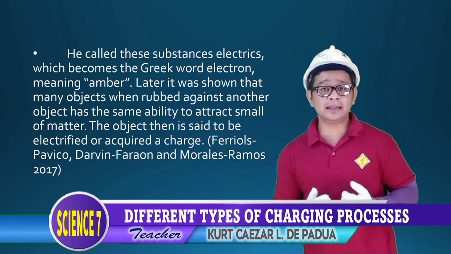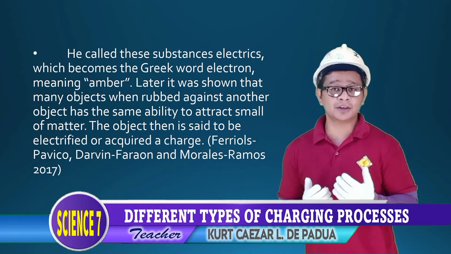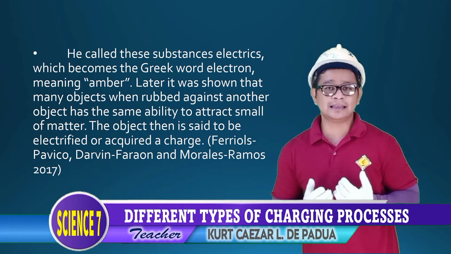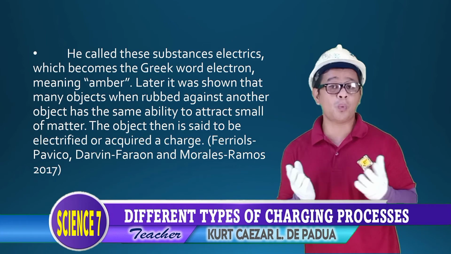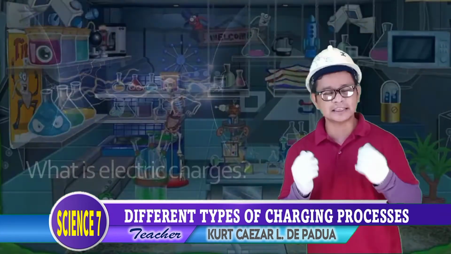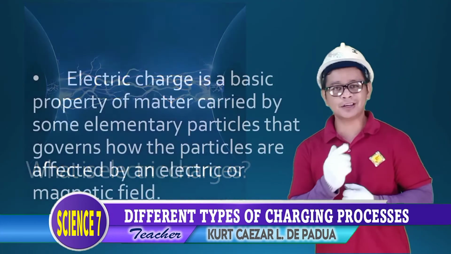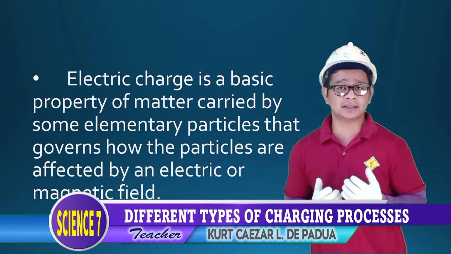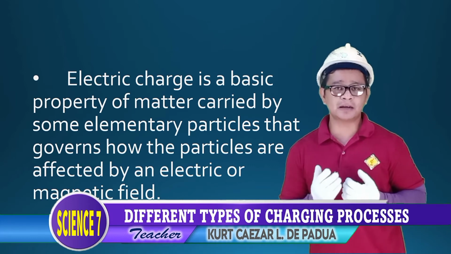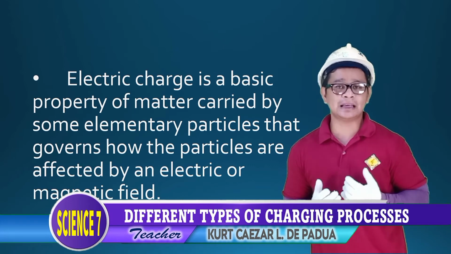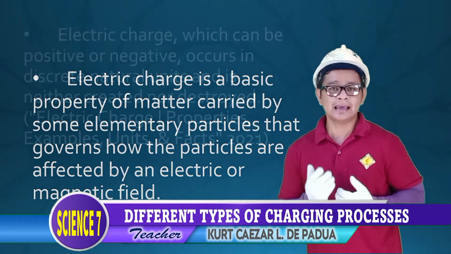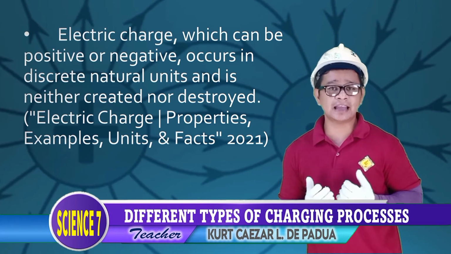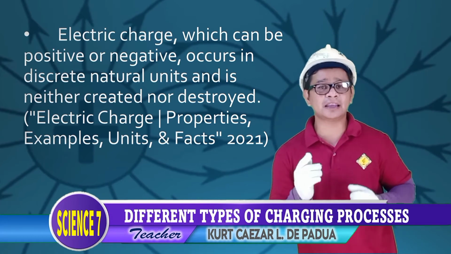Later, it was shown that many objects, when rubbed against another object, have the same ability to attract a small piece of matter. The object then is said to be electrified or to have acquired a charge. What are electric charges? Electric charge is a basic property of matter carried by some elementary particles that governs how the particles are affected by an electric or magnetic field. Electric charge, which can be positive or negative, occurs in discrete natural units and is neither created nor destroyed.